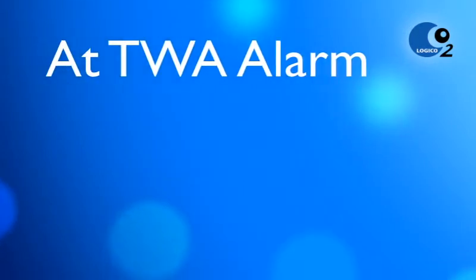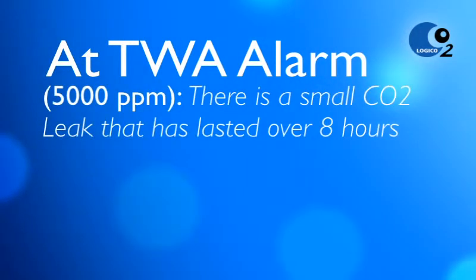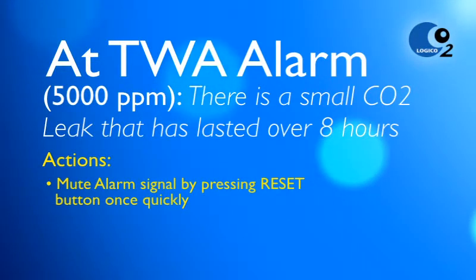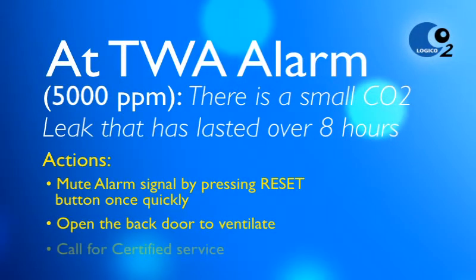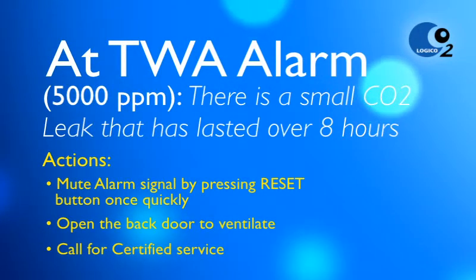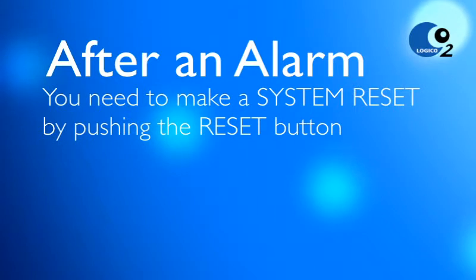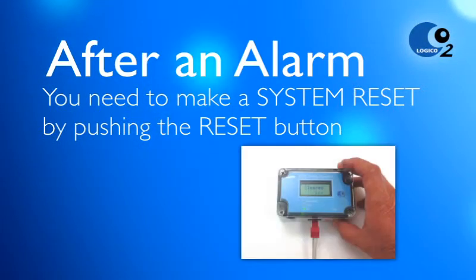If you have a time-weighted average alarm over 5,000 ppm, there is a small CO2 leak that has lasted for over 8 hours. Mute the alarm signal by pressing the reset button once quickly, open the back door to give extra ventilation, and call for service. After an alarm, you need to make a system reset by pushing the reset button on the central unit until cleared is displayed in the window.